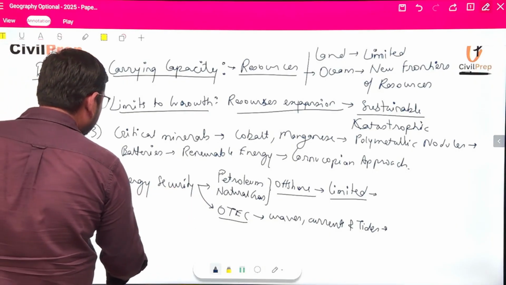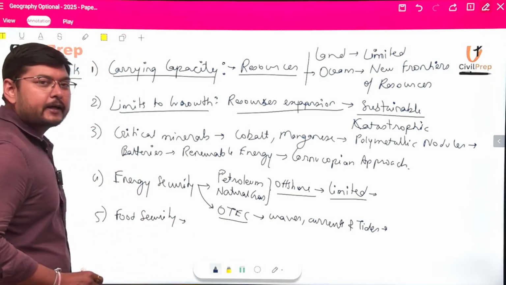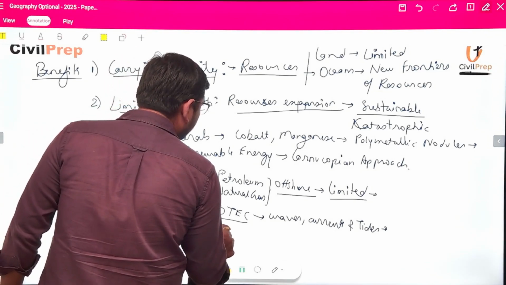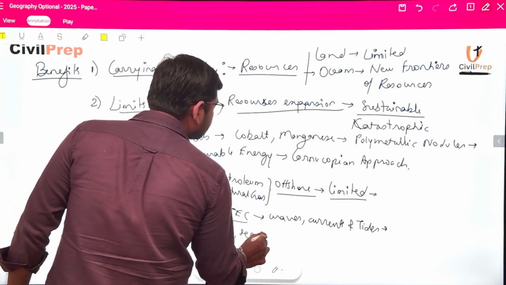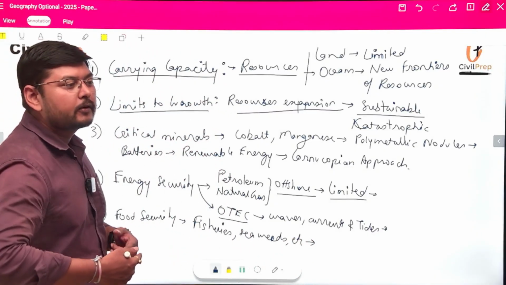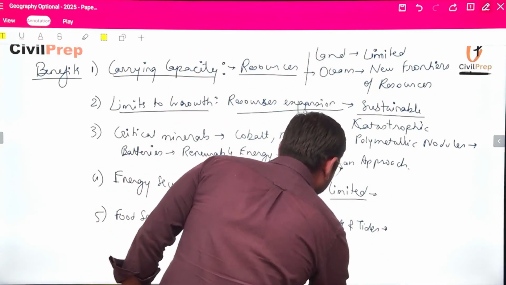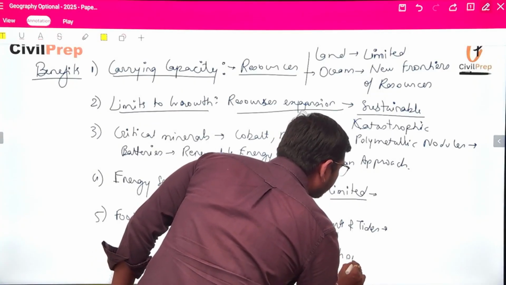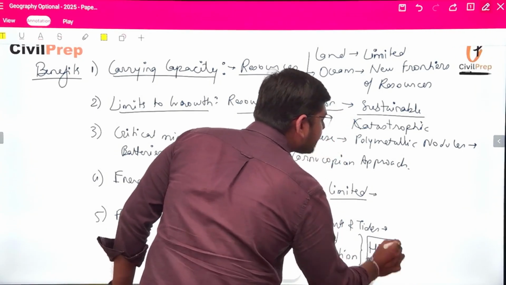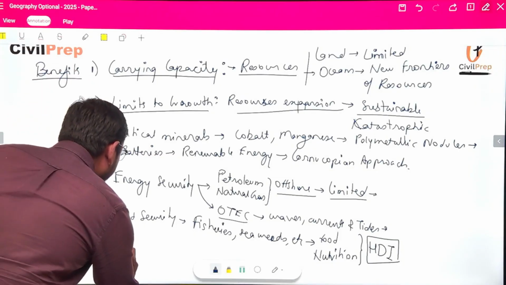Now, number 5, we can go for food security. We have already taken up fisheries, seaweeds, etc., which is helping us overcome issues with respect to food and nutritional security, and which will help a country achieve a better human development index and make its population better. Number 6, we can also interlink it with medicinal uses.